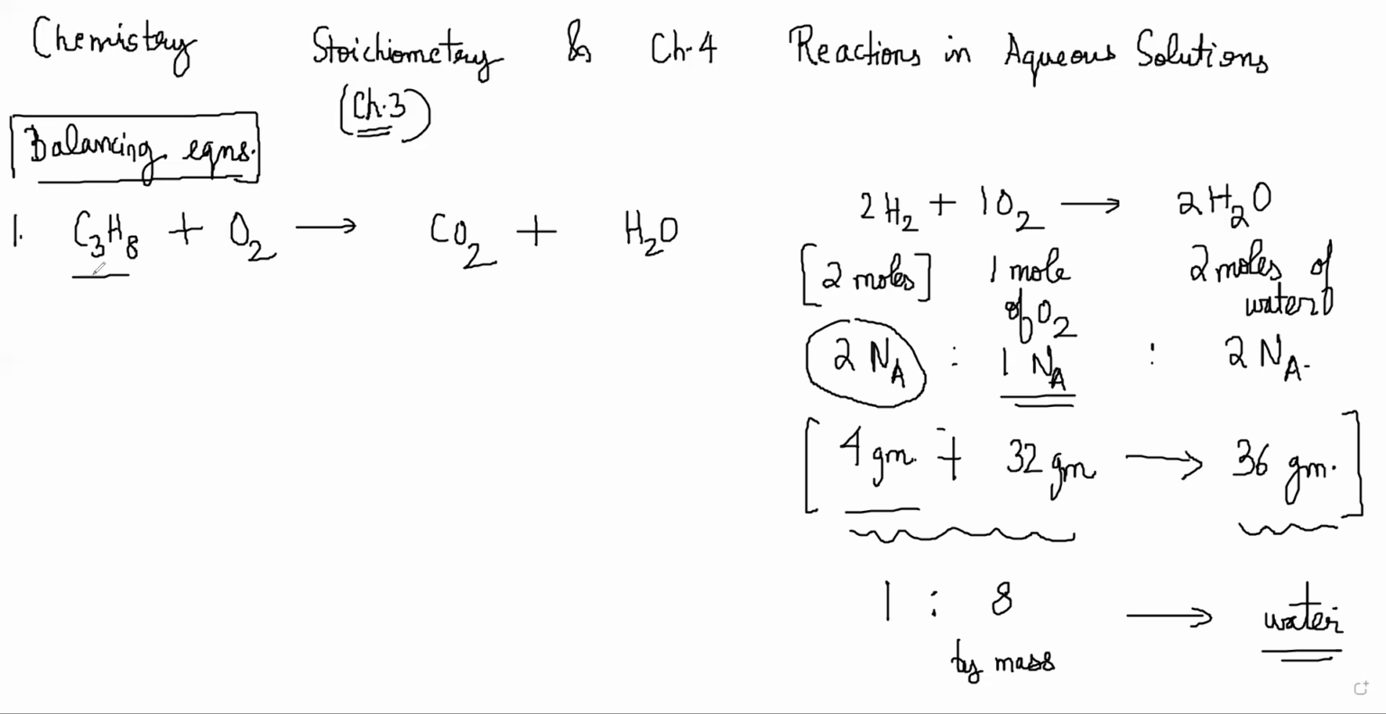Yes, sir, done. We'll put 3 CO2 here. Then hydrogen is 8 here, so you should have 4 H2O. And then 5 O2 now. 6 plus 4, 10, so you should have 5 O2, right?